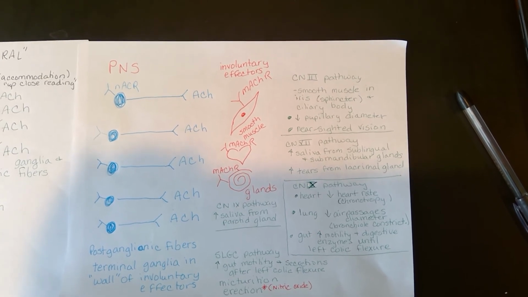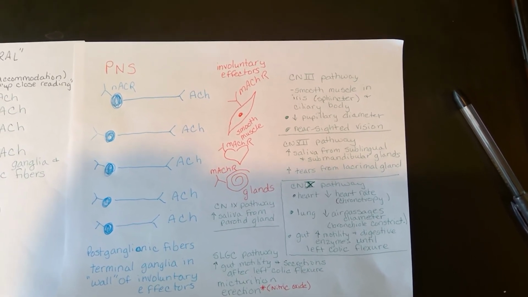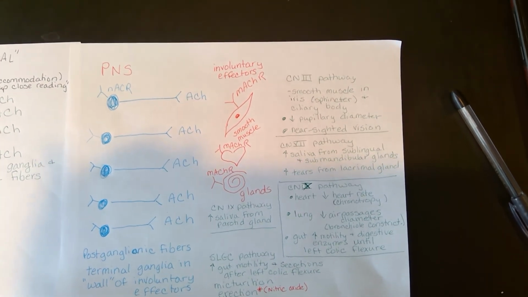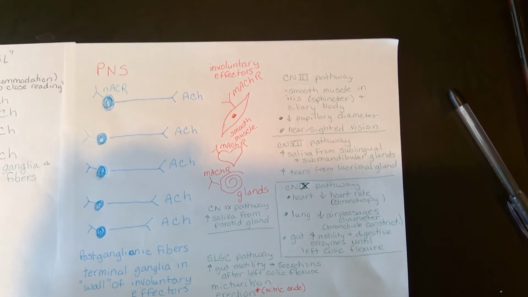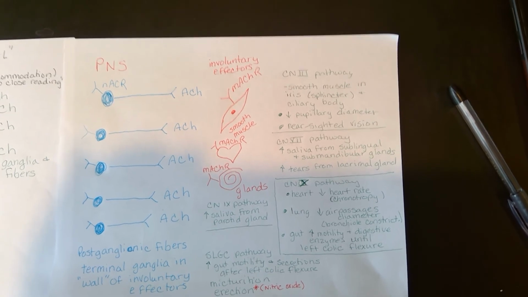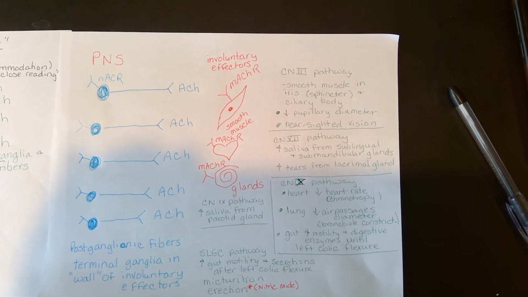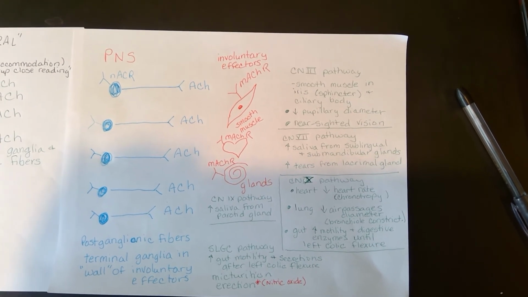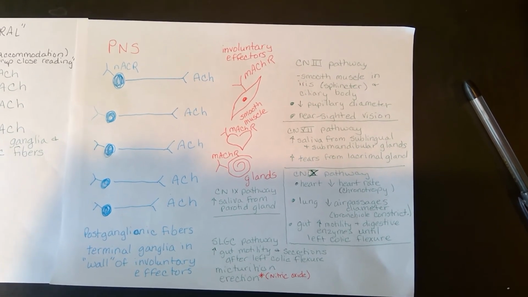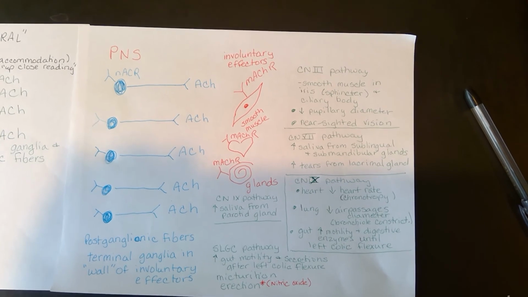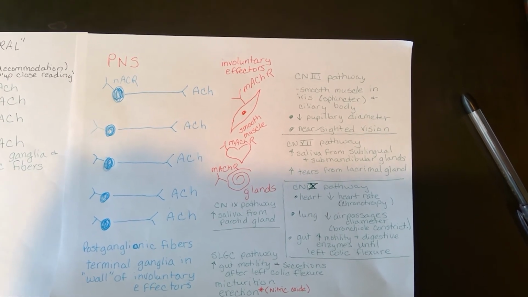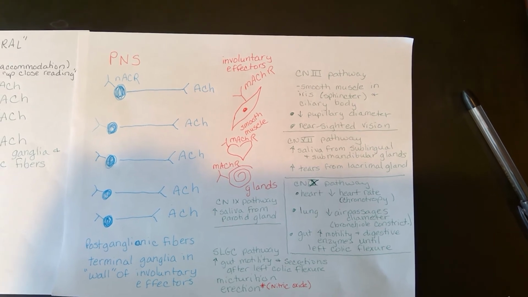We would see a decrease in diameter for the air passageways in the lung, which is modulated basically by smooth muscle surrounding those air passageways, and we call that bronchial constriction. In the gut, we would see increased gut motility and increased release of digestive enzymes until we get to the left colic flexure, also known as the splenic flexure.